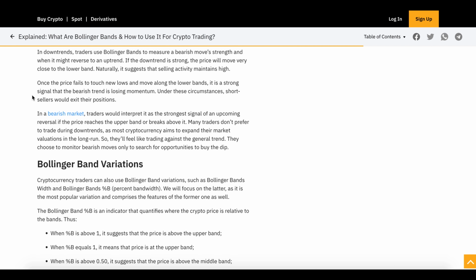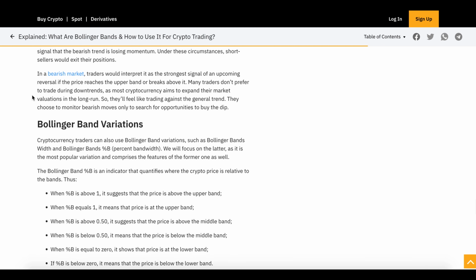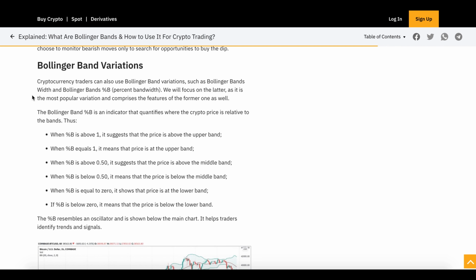Many traders don't prefer to trade during downtrends, as most cryptocurrencies aim to expand their market valuations in the long run, so they'll feel like trading against the general trend. They choose to monitor bearish moves only to search for opportunities to buy the dip. Bollinger Band variations. Cryptocurrency traders can also use Bollinger Band variations such as Bollinger Bands width and Bollinger Band %B.